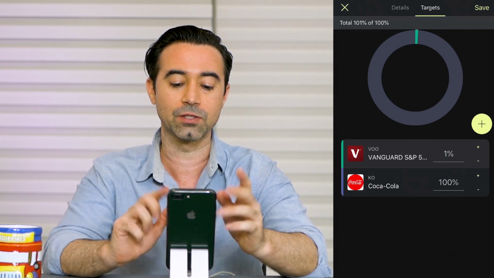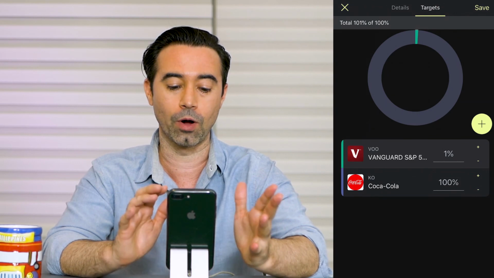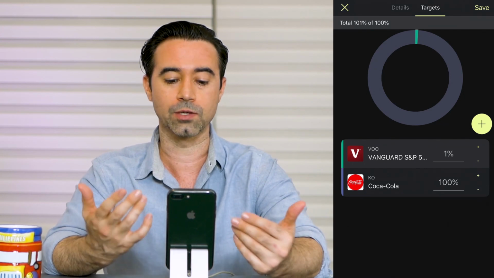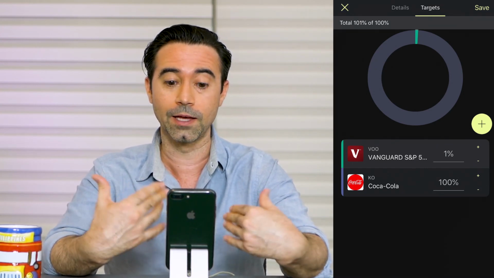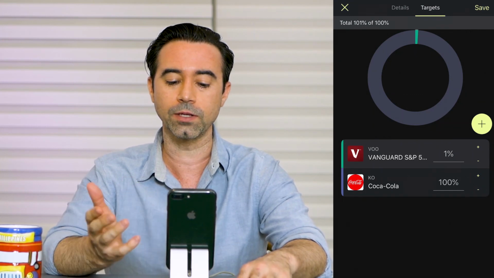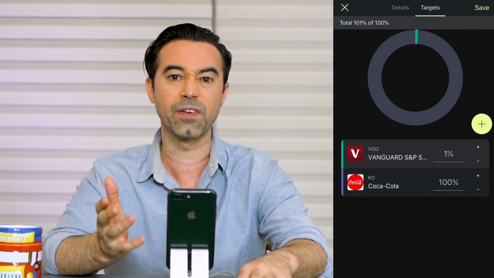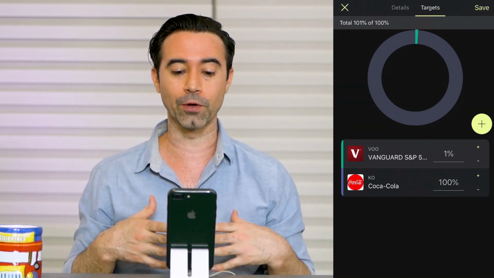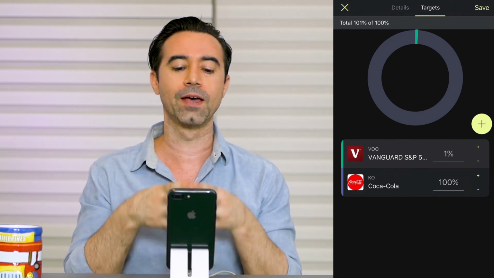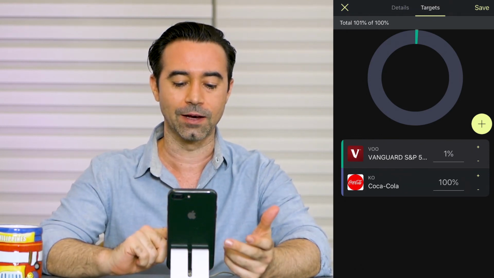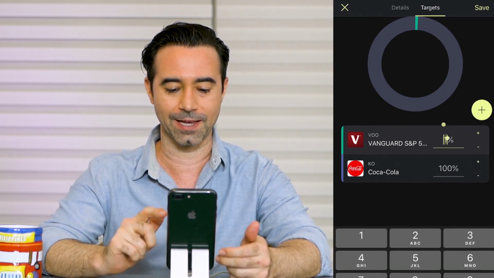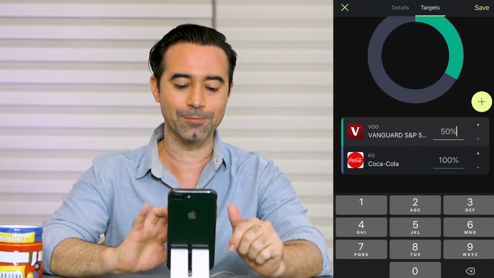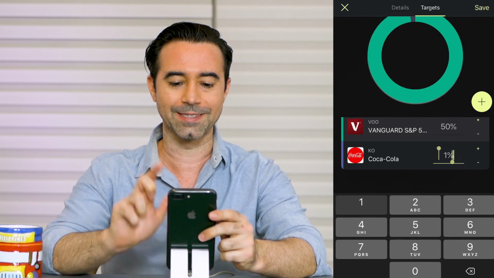Okay. Now I have to change the percentage that I want in VOO, meaning that I have all of my money right now in Coca-Cola, so I need to reduce some of my Coca-Cola and add some Vanguard. So what I want to do is keep this Vanguard at about 50% of my portfolio. Again, because I'm going to make this my core and satellite portfolio. So the core of my portfolio, I'm going to add to this S&P 500 ETF. So I'm going to put 50%. And then Coke, I only want to make 10%, okay? So there we go, save.